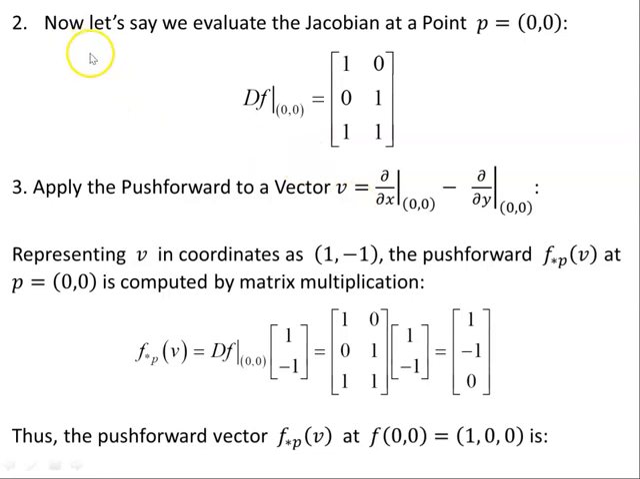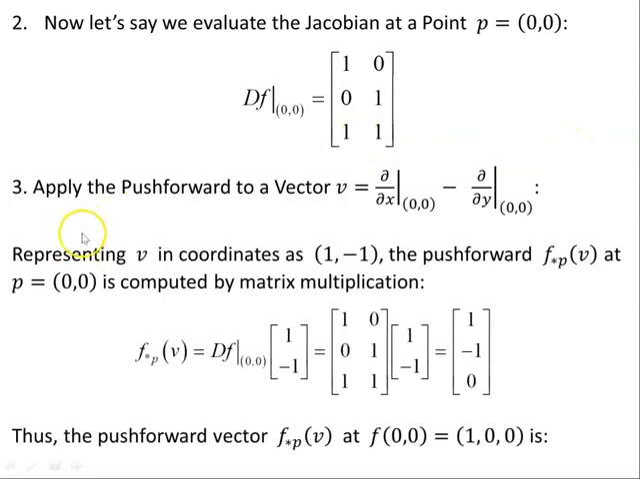Next step. Now, let's say we evaluate the Jacobian at the point p equals 0, 0. So we're going to do this one on the manifold M at the point 0, 0. And when we substitute that in, if you want to check back to the previous, you'll find that we get 1, 0, 0, 1, and 1, 1.